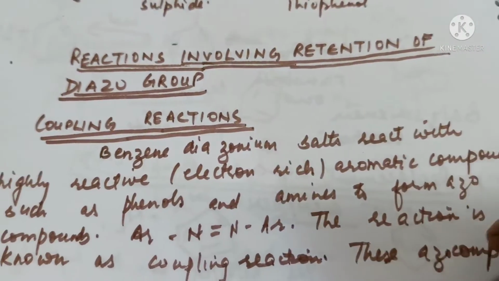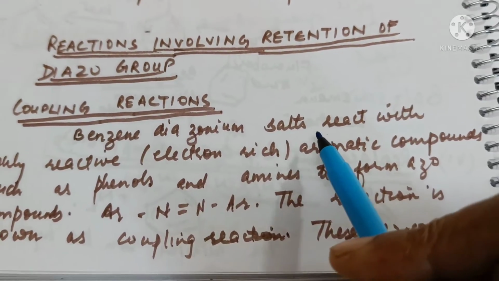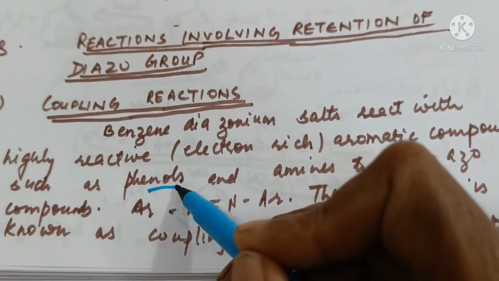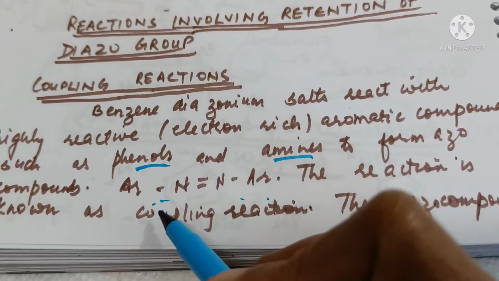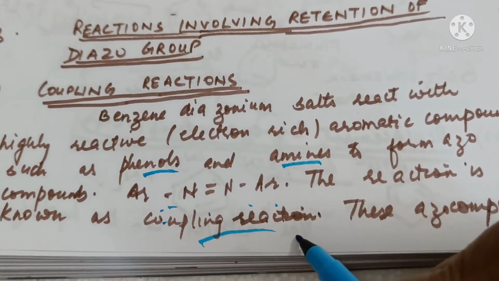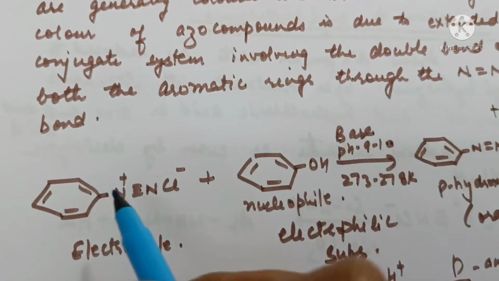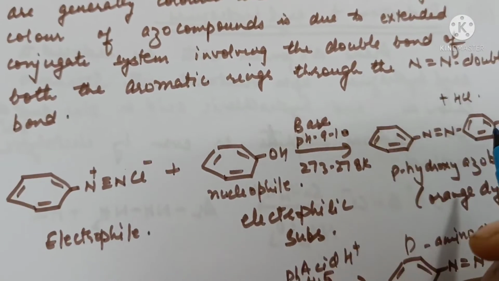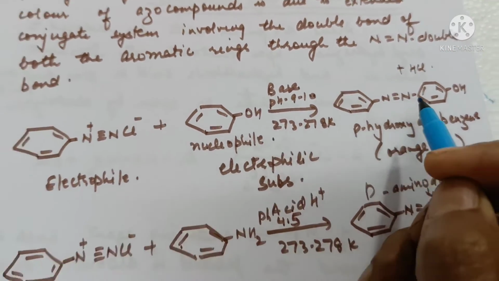Reactions involving retention of diazo group. Coupling reaction. Benzene diazonium salts react with highly reactive electron-rich aromatic compounds such as phenols and amines to form azo compounds such as azobenzene. The reaction is known as coupling reaction. The azobenzenes are generally colored and are used in dyes. The color of azo compounds is due to an extended conjugated system of the two benzene rings through the nitrogen-nitrogen double bond.